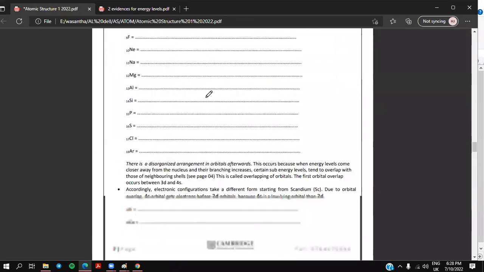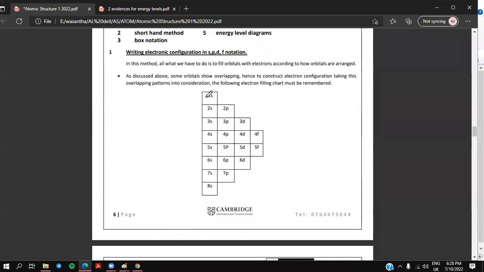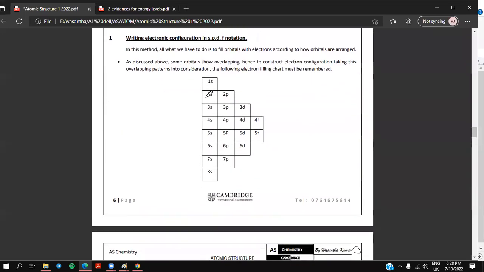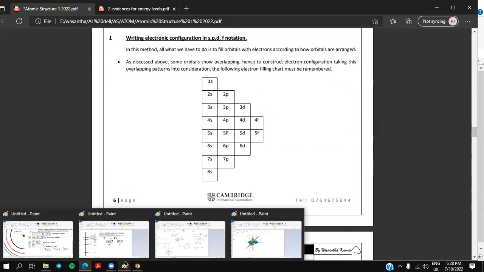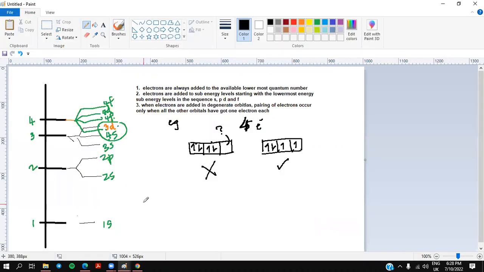We have a big diagram over here. Okay. Without talking about this diagram, I will discuss writing electronic configuration in spdf notation. You should know why we say spdf notation. There's a reason for that. To explain this, let me take this.